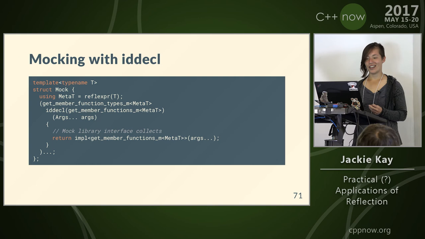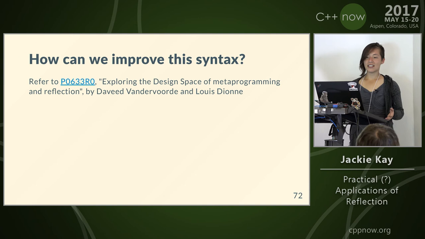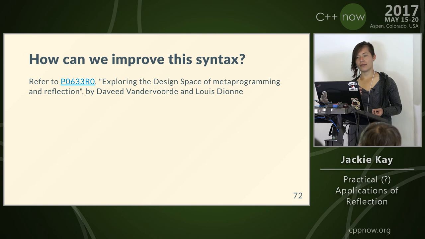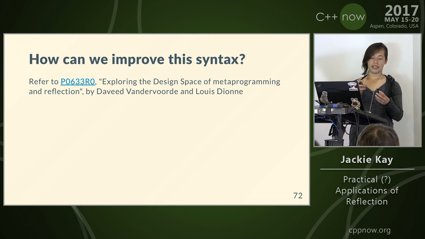So there's some ideas in another paper, which was written by David and Louis. And it's called Exploring the Design Space of Metaprogramming and Reflection. And that makes the point that we can't move forward with reflection unless we have better facilities for metaprogramming in the library, for dealing with compile time sequences, for dealing with the issue of declaring an identifier at compile time rather than doing some hack with the preprocessor.